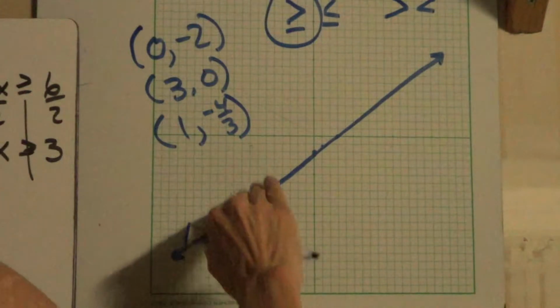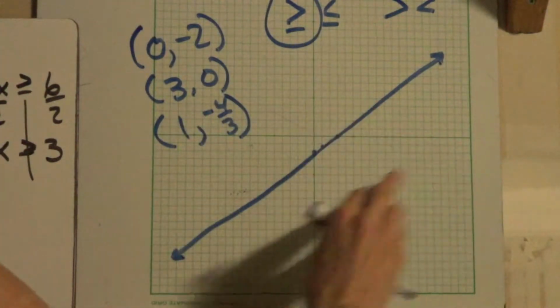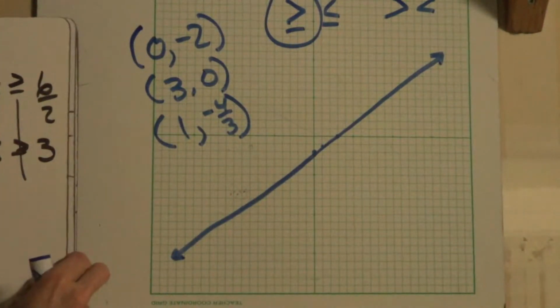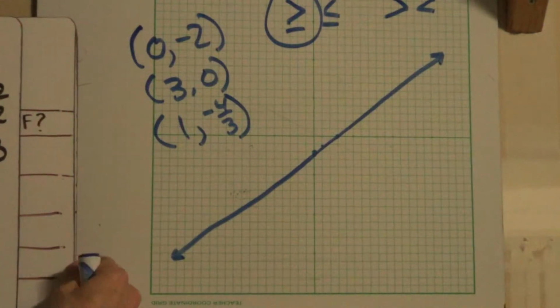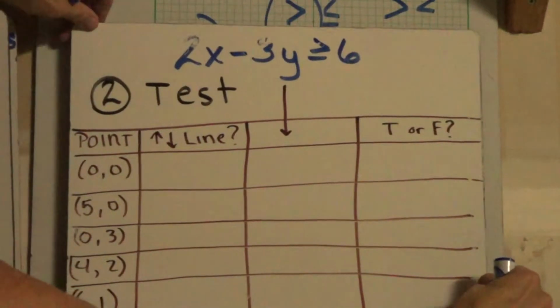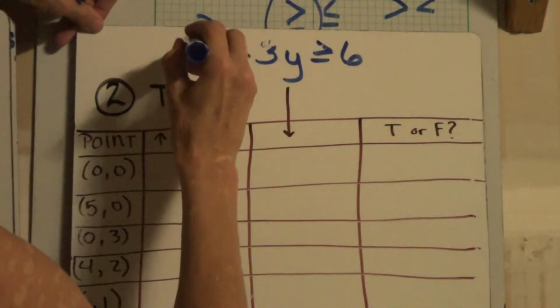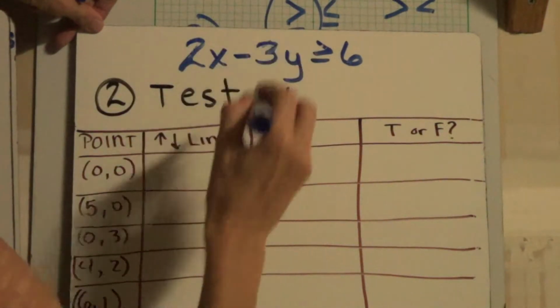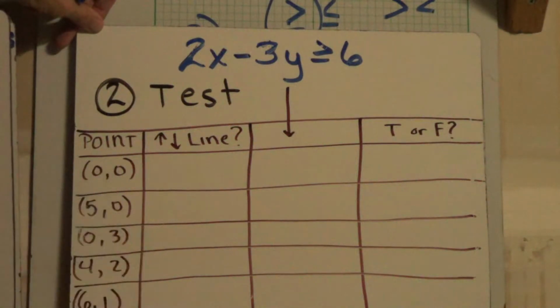Now, the only thing that we need to determine is do we shade above it or below it? You can get to where you can just see this with a lot of practice, but until you're there, I want to show you how I do it. I would take the inequality and I would run some test points.